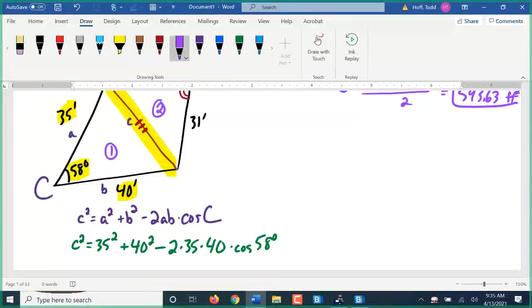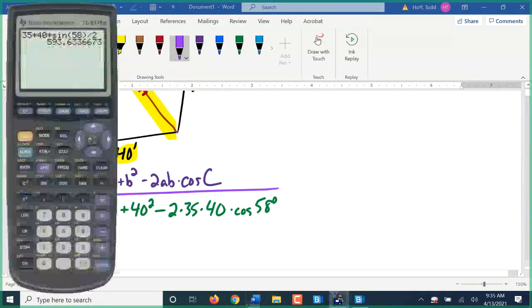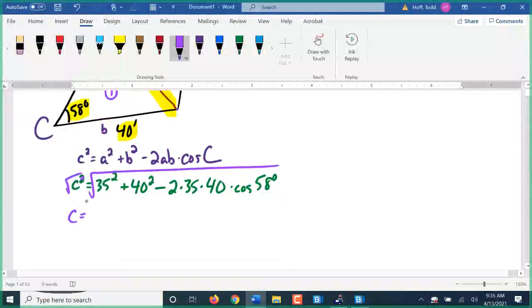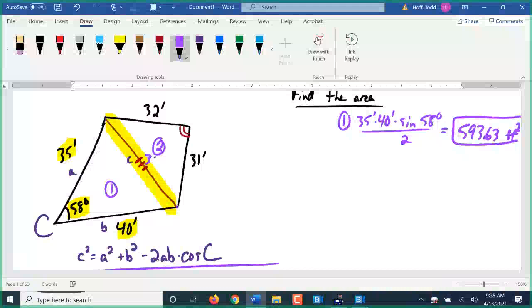I'm going to enter this all in my calculator all at once, but I'm going to do this as well. I'm going to square root the C squared, so I end up with just C there. So that I get that C equals square root of 35 squared plus 40 squared. Oops, that's not correct. Let me try that again. The square root of 35 squared plus 40 squared minus 2 times 35 times 40 times the cosine of 58 degrees. So I got to close the cosine and close the square root at 36.62. This is 36.62 feet.